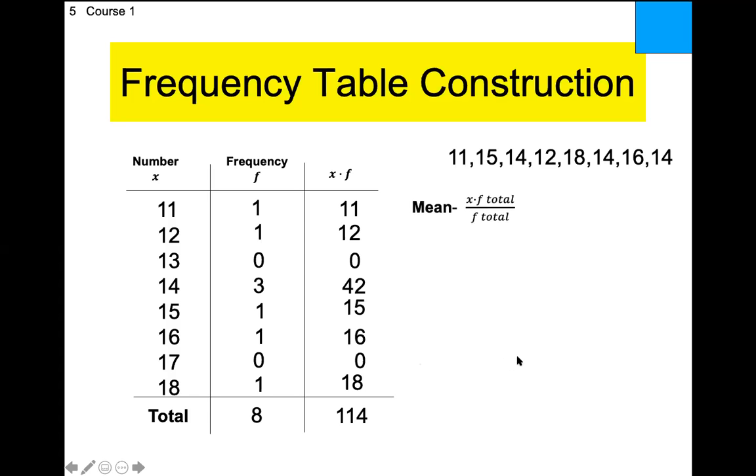Now we do each individual calculation. Remember, to find the mean, it's this number divided by this number. So it's 114 divided by 8. All right, you guys can do that on your own. Turns out it's 14.25. There's your mean.